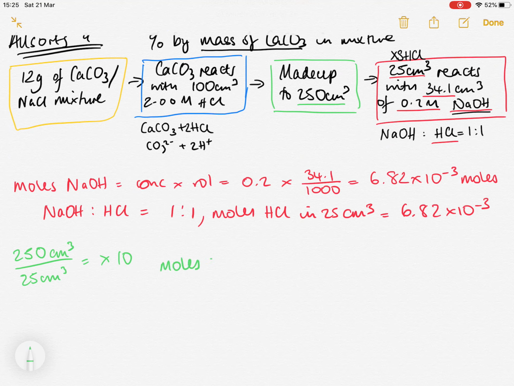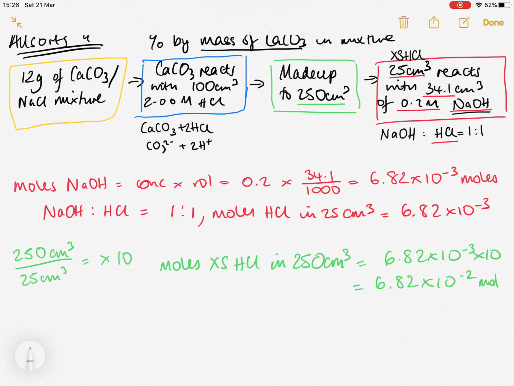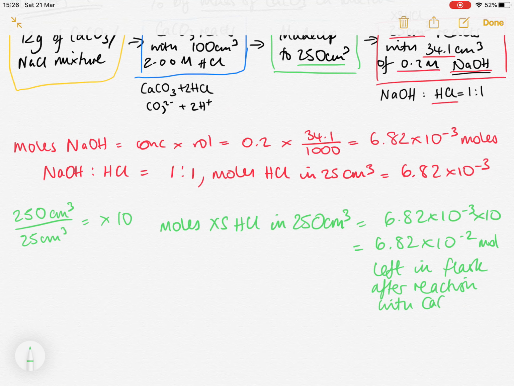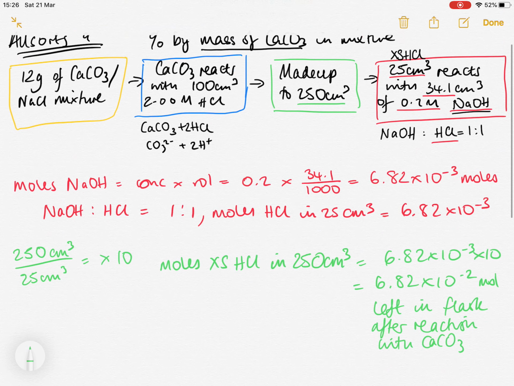So moles of excess HCl in the 250 centimetres cubed is 6.82 times 10 to the minus 3 times by 10, which is 6.82 times 10 to the minus 2 moles. And so that's how much HCl was left in the reaction afterwards. And that is after reaction with calcium carbonate. So that's everything in the green box.